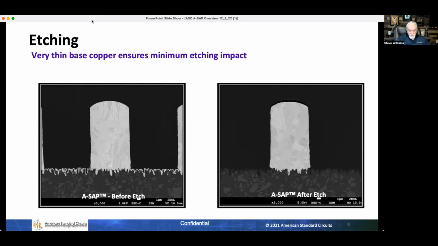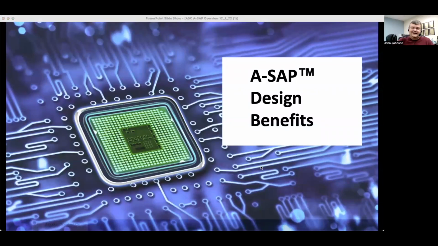I mean, I remember way back, all the rules are kind of out the door now with aspect ratio and surface to hole plating, because this really is a game changer. Oh yeah, definitely. So a lot of it, you're going to bring up design benefits coming up, but I mean, it's really amazing what you can do with the technology.